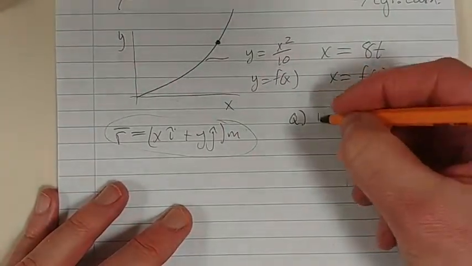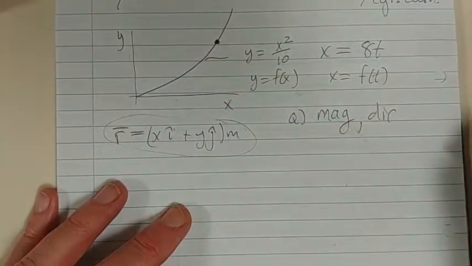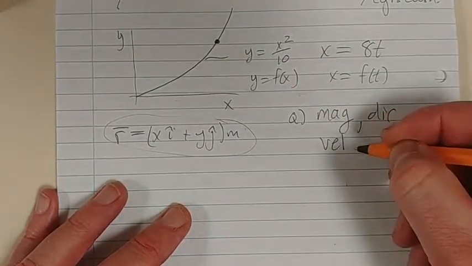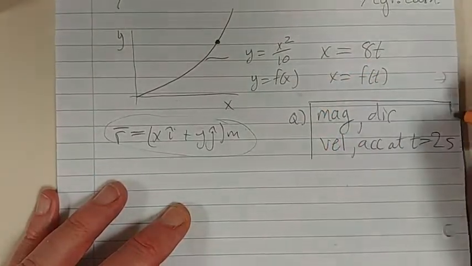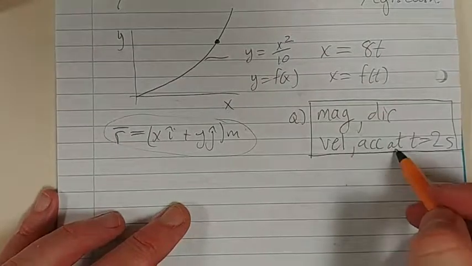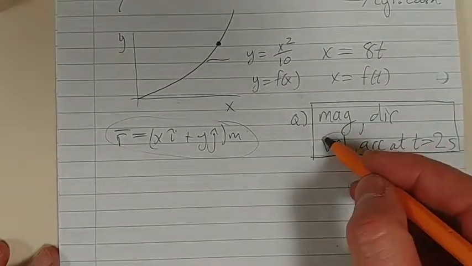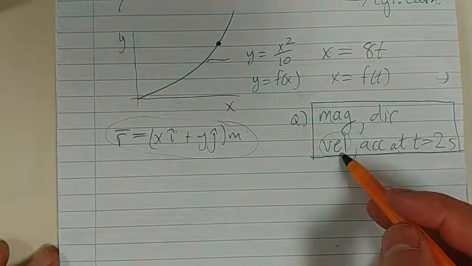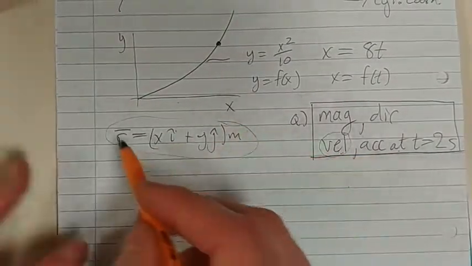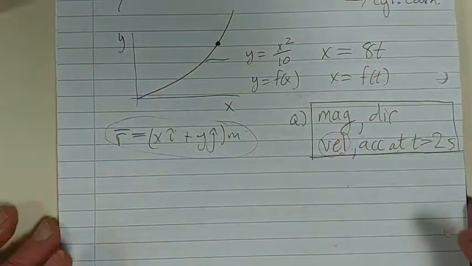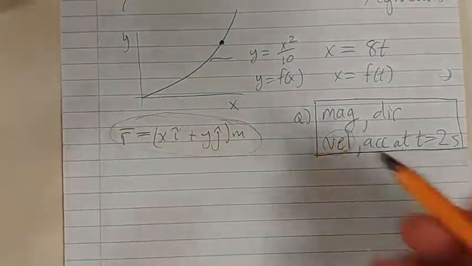So what is the question? Determine the magnitude and direction of the velocity and acceleration at time equals 2 seconds. Very good. So if I want my velocity, how do I get it? I first need my position, because velocity is dr/dt. So let's start with position. The textbook does do it, but it doesn't lay it out in this form. I like this form. It makes sense to me.